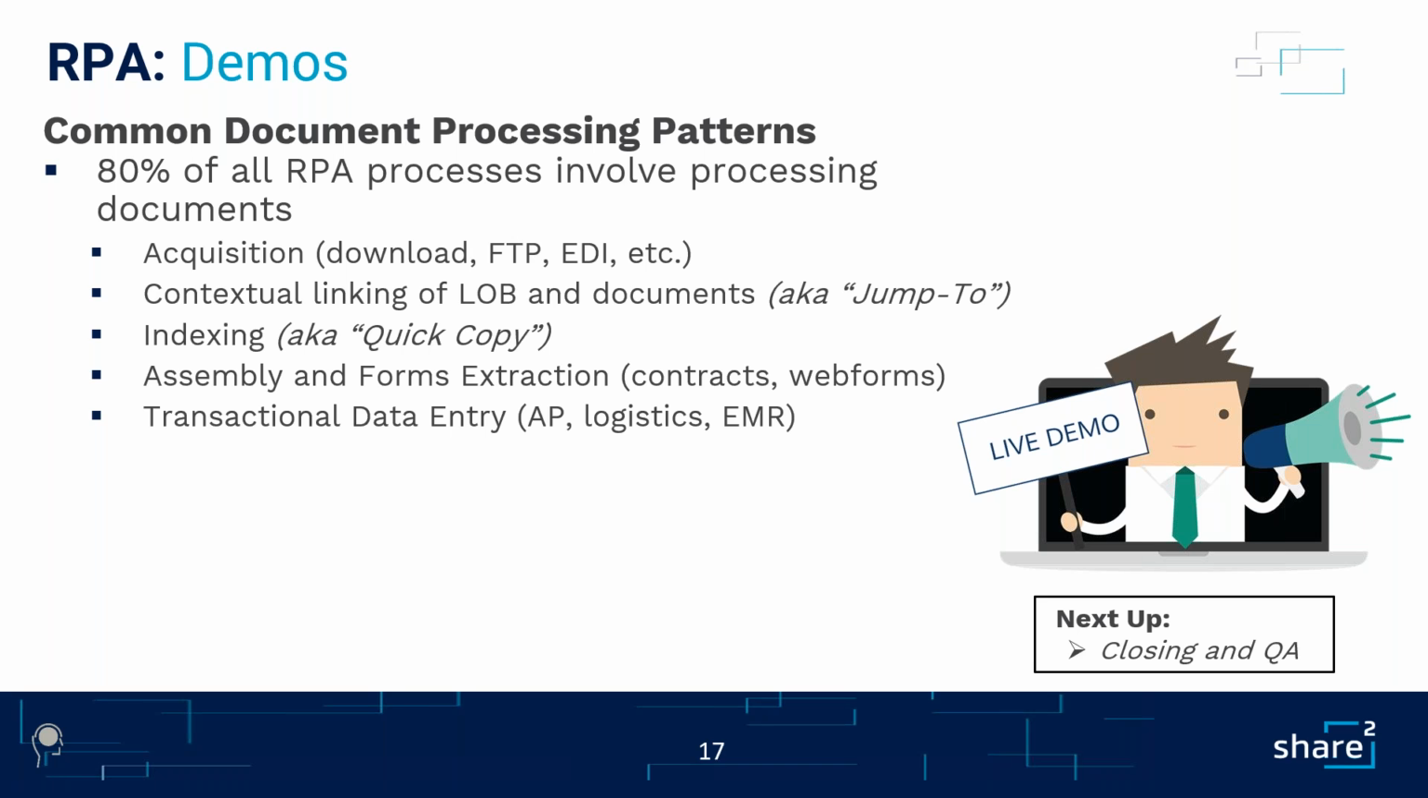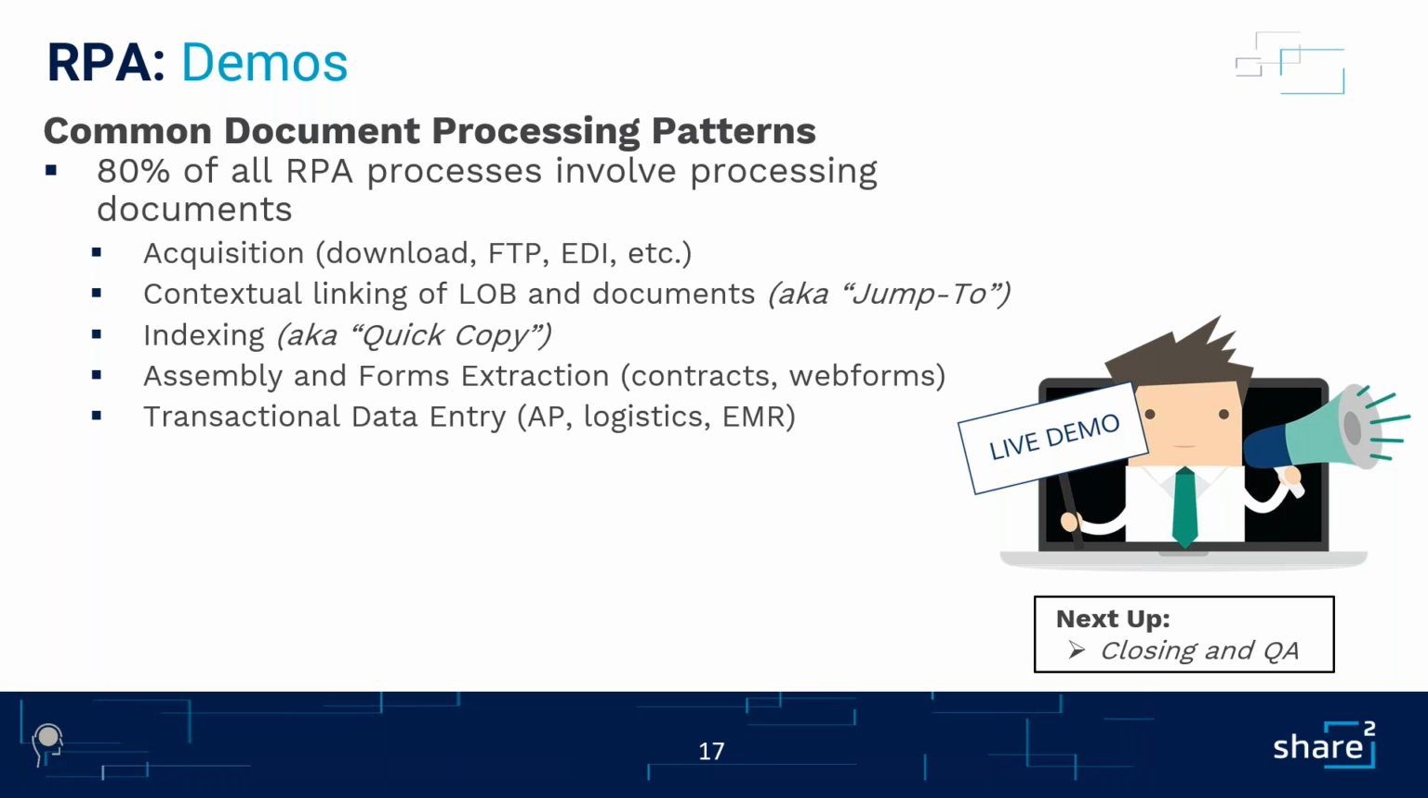I'm looking at a record in my line of business system, let's say a customer, and now I want to see all the documents related to that customer, and those documents reside in my document management system. Well, is there a way that I can link those two together so that with the click of a button, I could see all the related documents? And I'm going to show you examples of all of these. That's the jump to pattern.